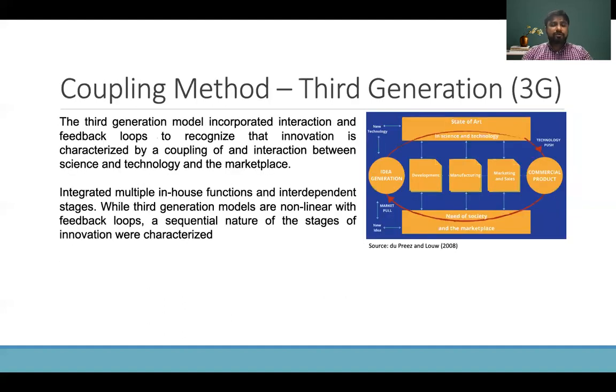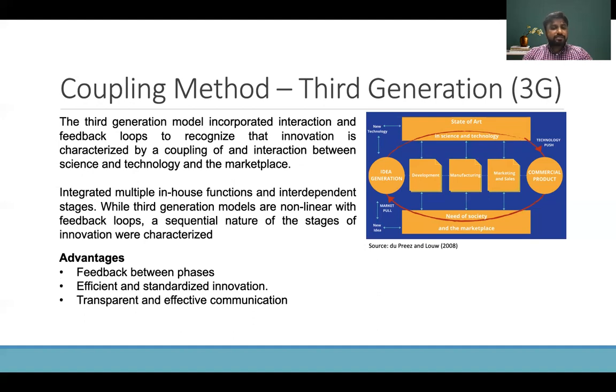The third innovation model is called the coupling model. The model was based on the balanced coupling of the first and second generation, that means the technological push and the market pull. The third generation model incorporated interaction and feedback loops to recognize that innovation is characterized by the coupling of an interaction between science and technology and the marketplace. The model also integrated multiple in-house functions and interdependent stages, while third generation models are nonlinear with feedback loops and sequential in nature.